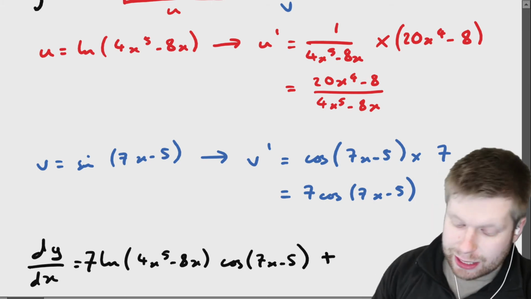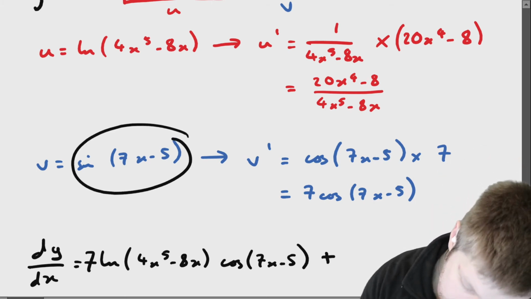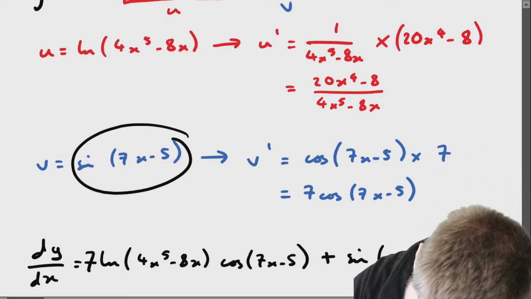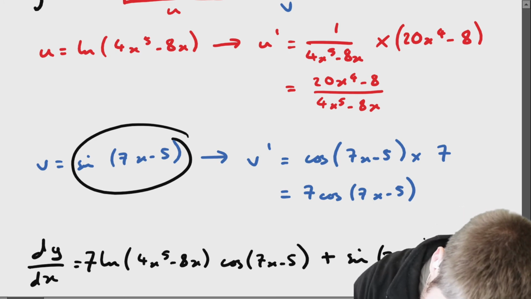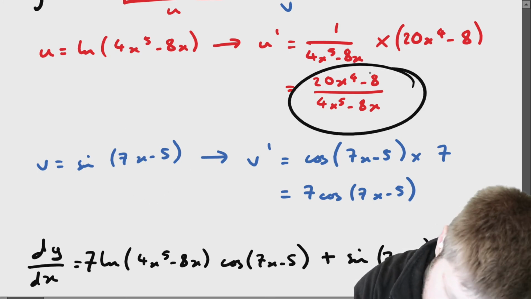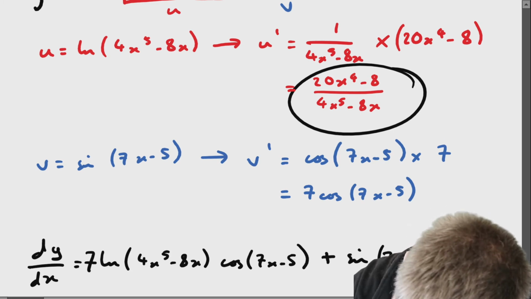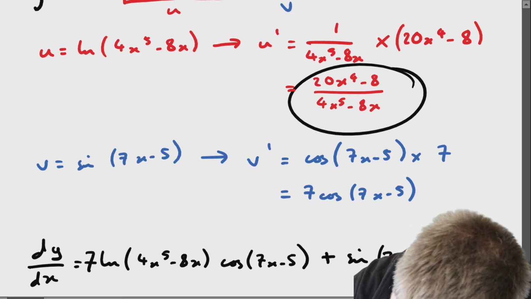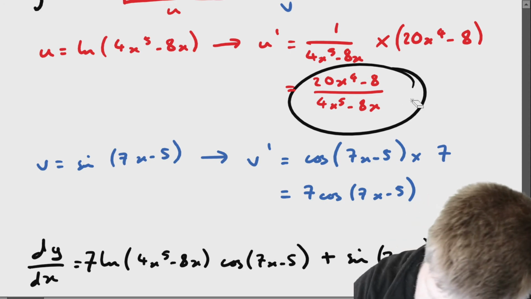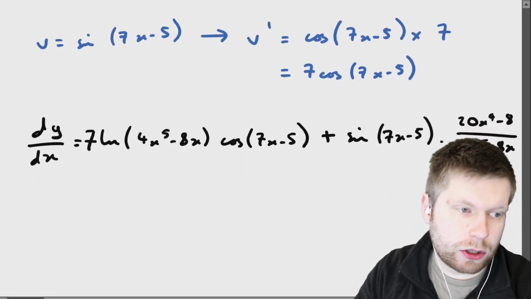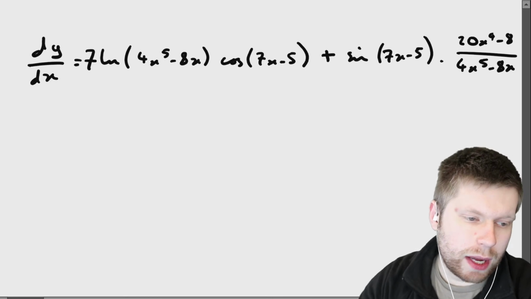Then I'm going to add that to the other way round. In other words, v, which is equal to sine of 7x minus 5, multiplied by the derivative of u, which is that fraction there. So it's going to be multiplied by 20x to the 4 minus 8, all divided by 4x to the 5 minus 8x. Okay, so there you go. That would be the derivative of that function. It's just simply following the formula in the right way.